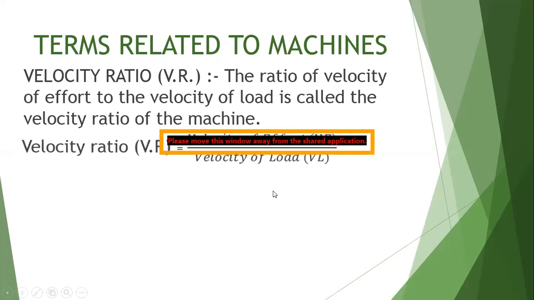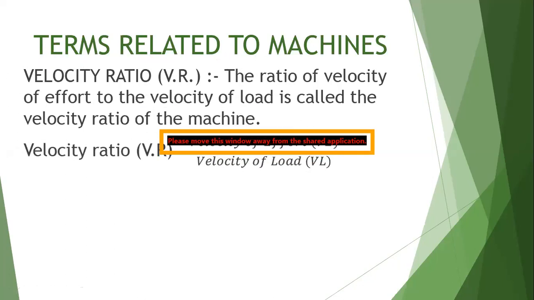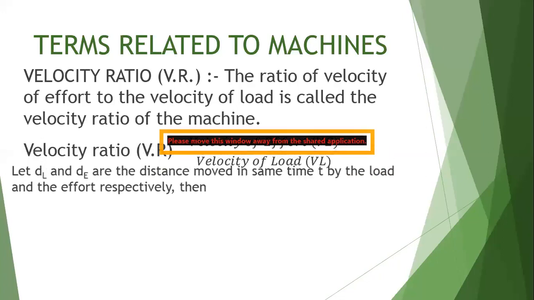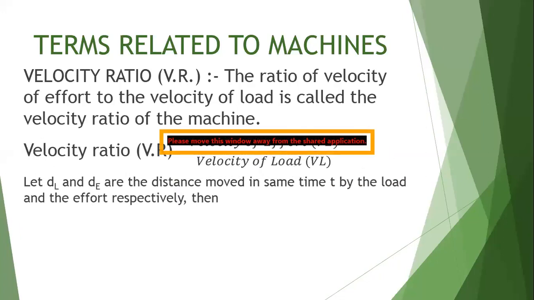Okay. Now if you look at the formula of it, the velocity ratio comes out to be the velocity of effort, which we write as V subscript E, to velocity of load, which we write as V subscript L. So what is velocity ratio? It is a ratio of velocity of effort to the velocity of load. Now we need to understand what is the meaning of the word velocity of effort and velocity of load. So we understand it by a very simple term.